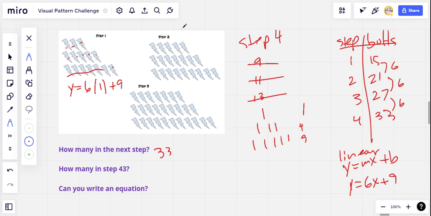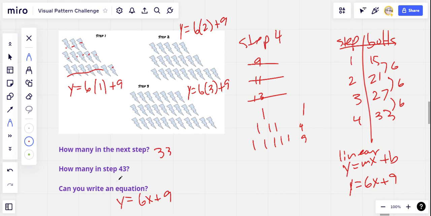Let's see if that actually works for step 2. So y equals 6 times 2 plus 9. 6 times 2 would be 12, plus 9 would be 21. Yeah, that's how many we got for step 2. Let's try this with step 3. y equals 6 times 3 plus 9, and that's 18 plus 9. That's 27. Yeah, so this appears to be working. So it looks like our equation is y equals 6x plus 9.